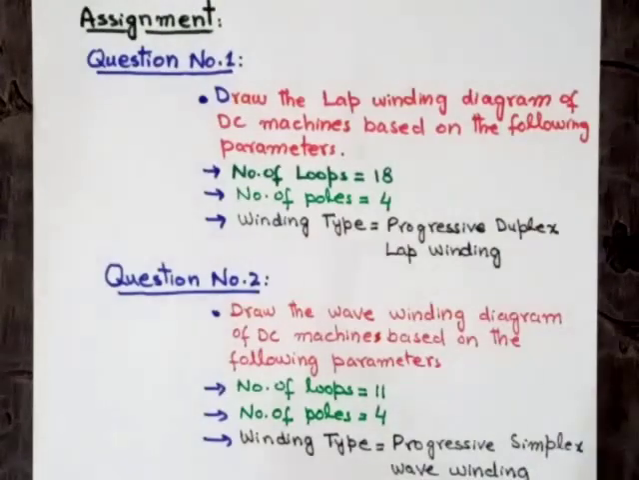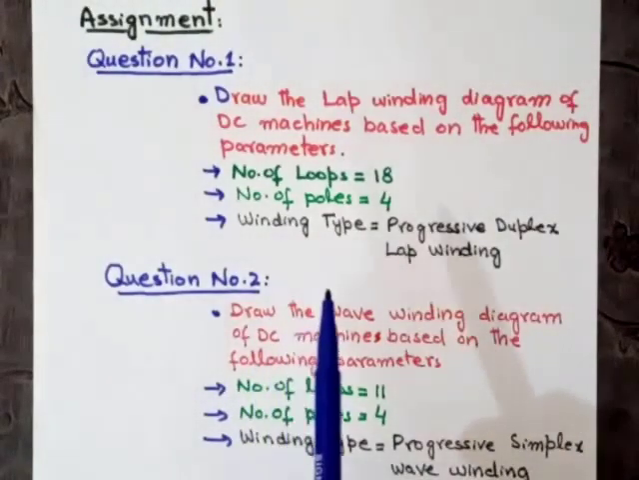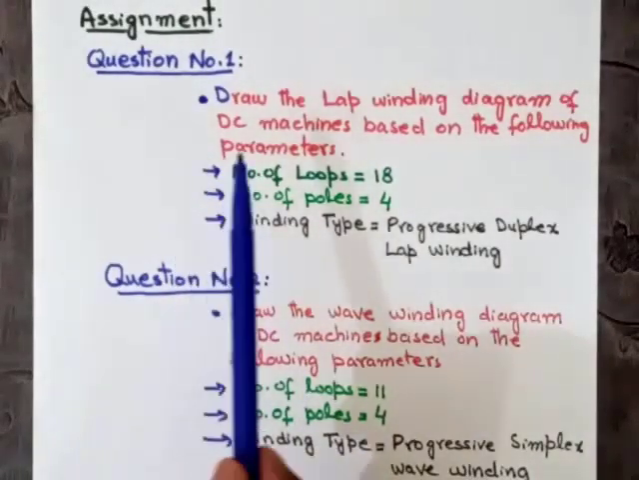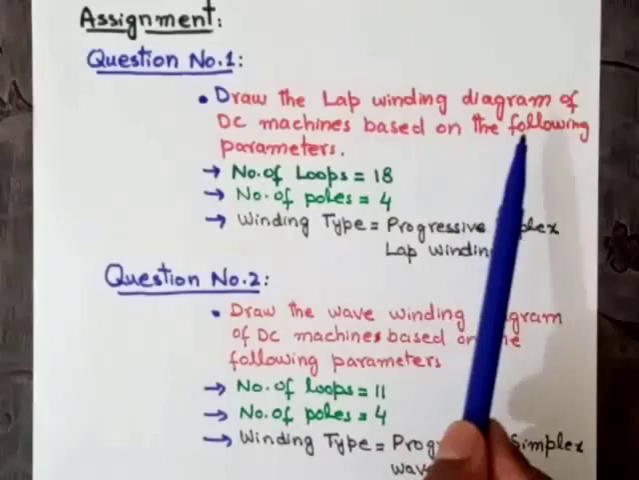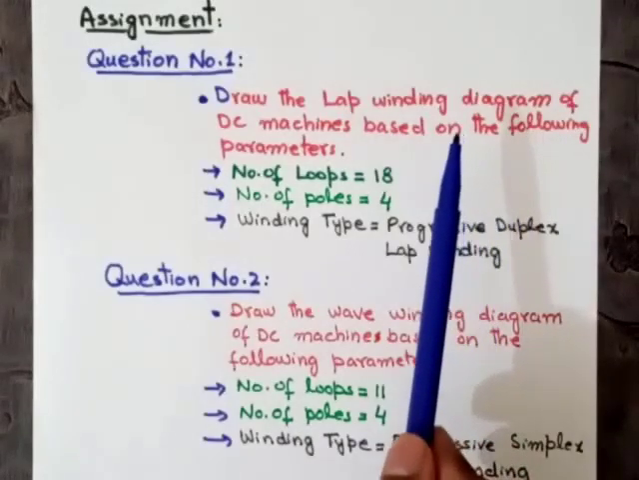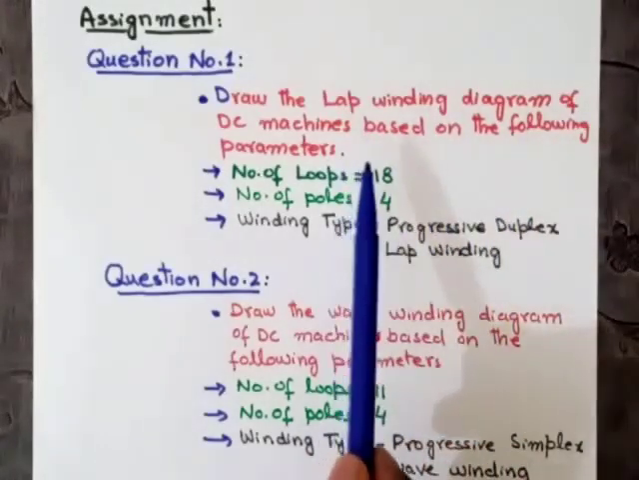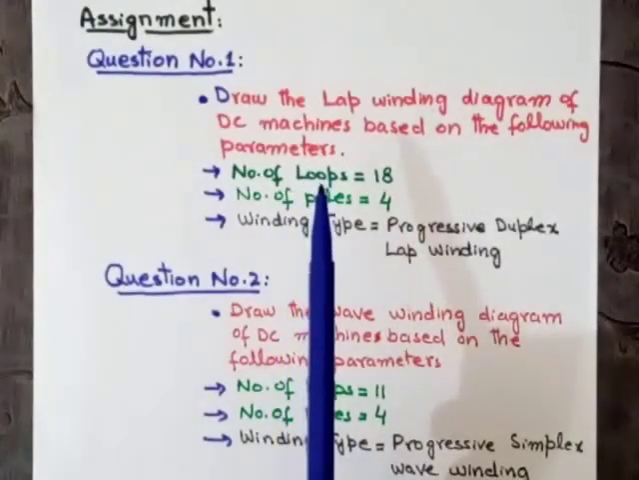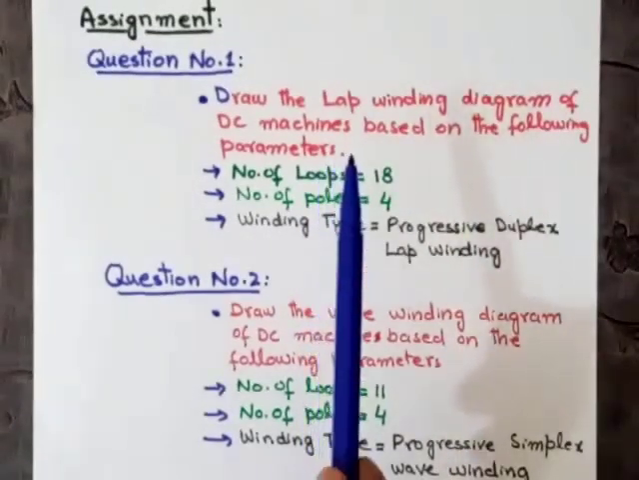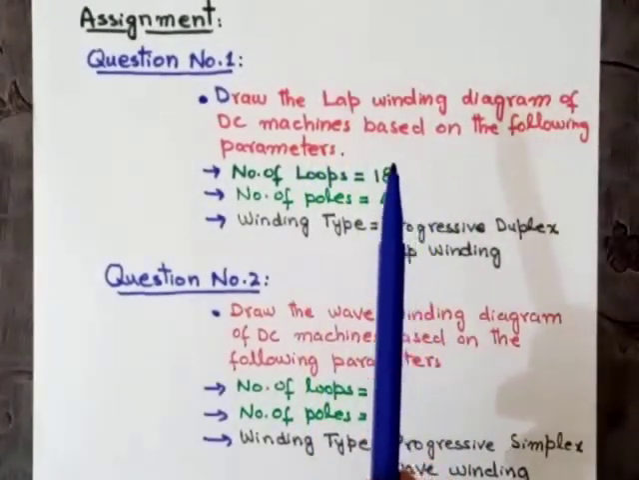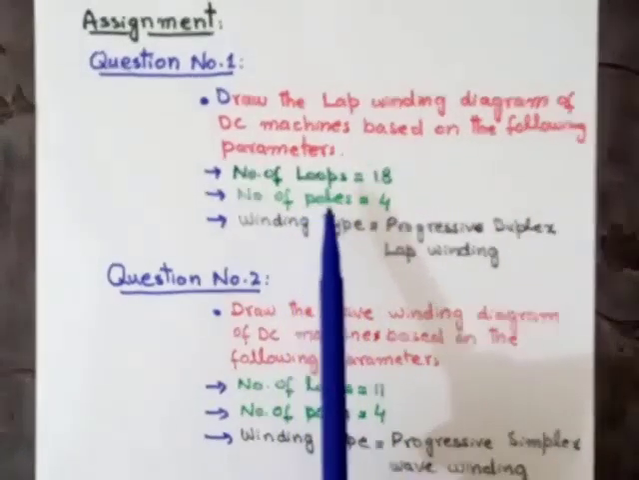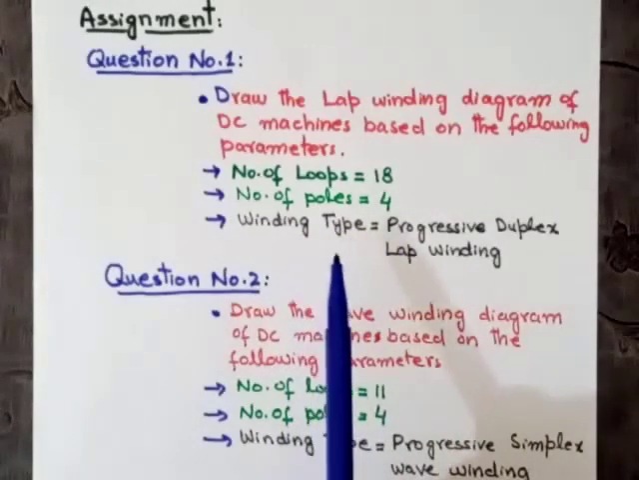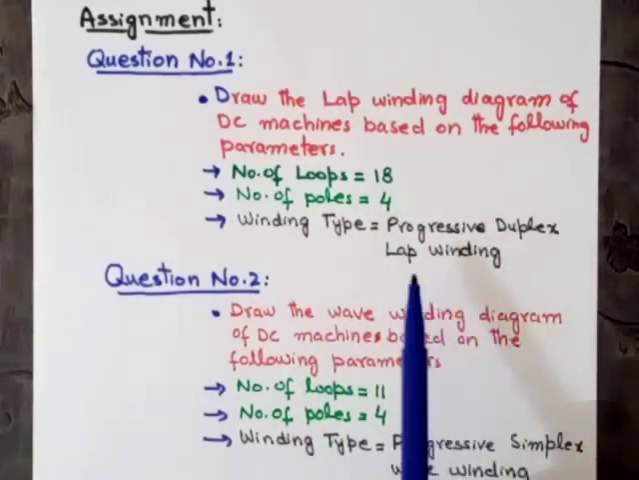These are the questions for the assignment you will submit after 1 week. There are 2 questions. This is question number 1: draw the lap winding diagram. Draw the lap winding diagram of DC machines based on the following parameters, in which the total number of loops will be 18, the total number of poles will be 4, and the winding type is progressive duplex lap winding.